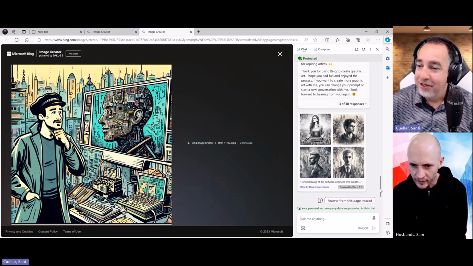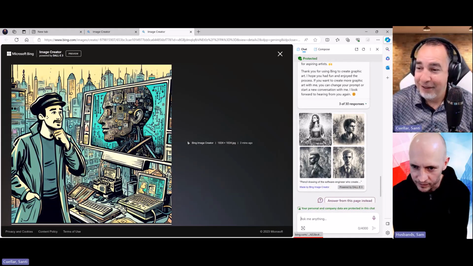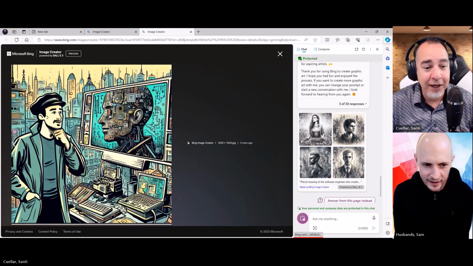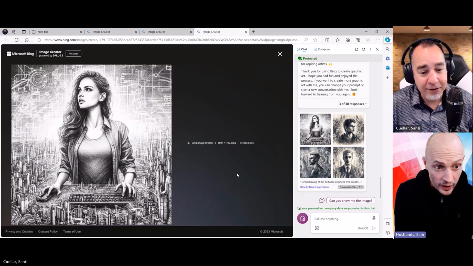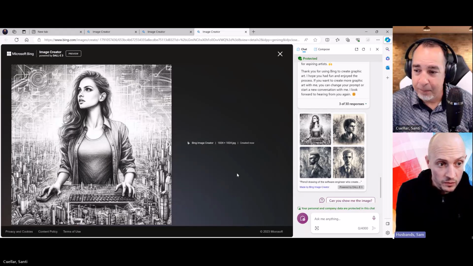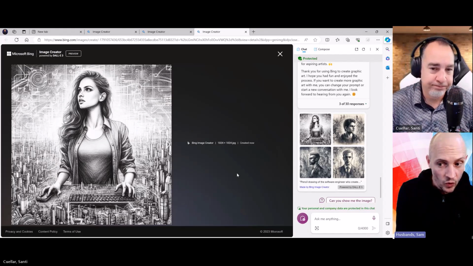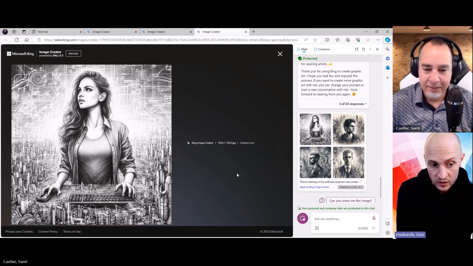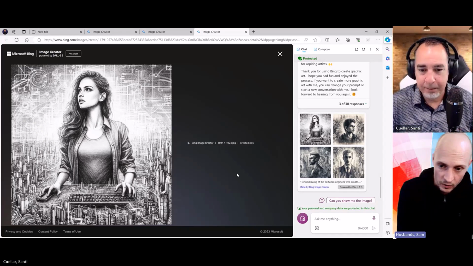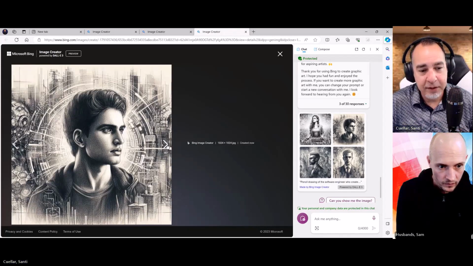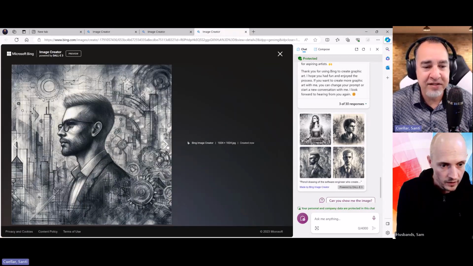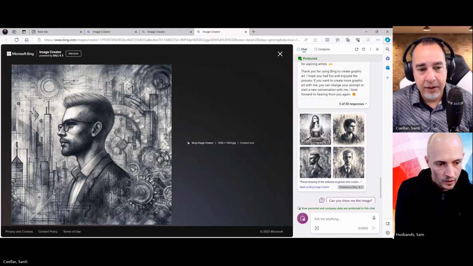Oh, look, Sam, look, another female. And look at the details. Now, interestingly, I think this looks more like a hand-drawn pencil piece by an incredible artist than it did on Midjourney. That is true. Look at this one. Same. Yeah, it really does look like somebody sat down and did it by hand.